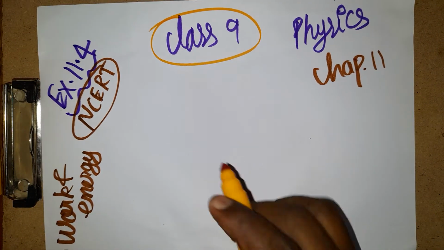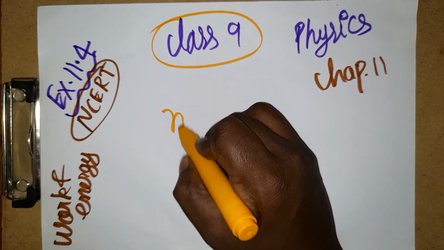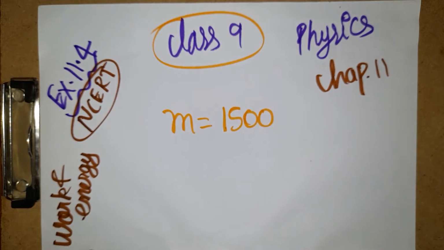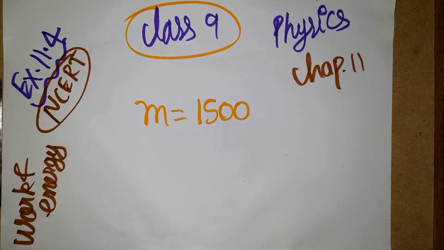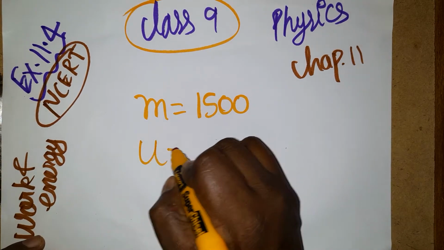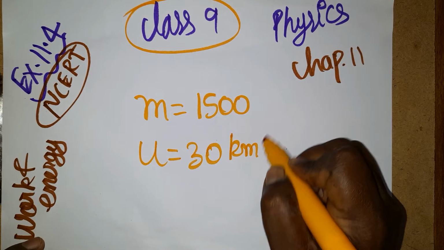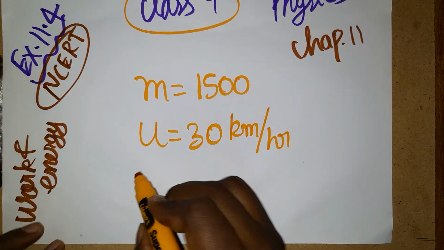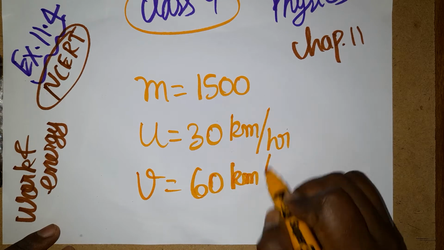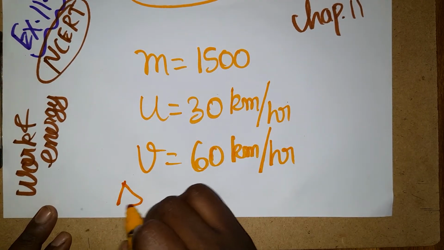First we will see the given data. The mass of the object is 1500 kg, which is given in the question. Initial velocity is given as 30 kilometer per hour. Final velocity is 60 kilometer per hour. They asked what is the change in kinetic energy.